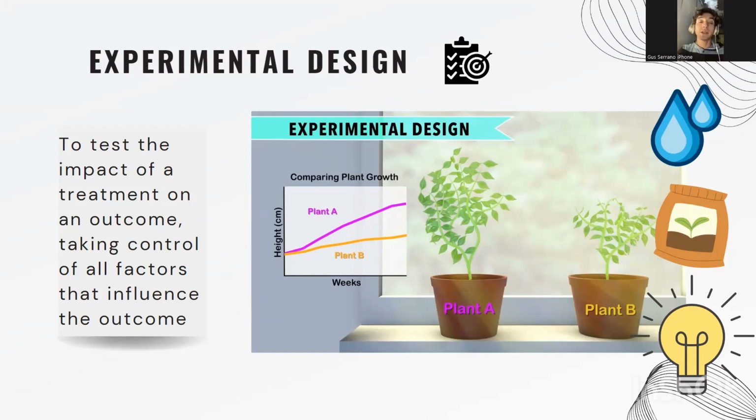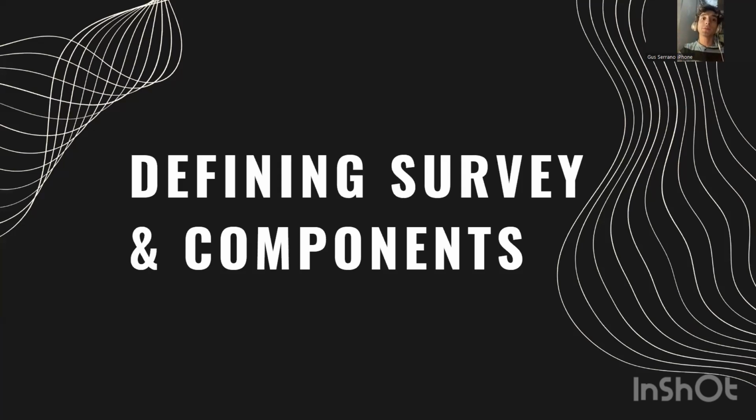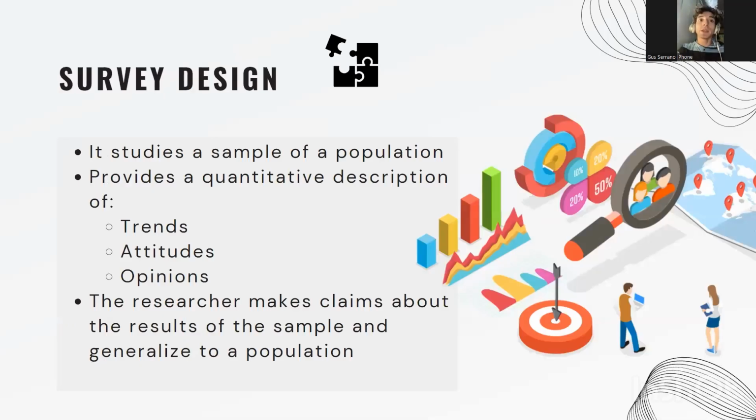In the case of applying this methodology in a quantitative design, such as a survey, the following must be taken into account. So, defining survey and components. Survey design provides a quantitative or numerical description of trends, attitudes, or opinions of a population by studying a sample of that population. From these results, the researcher generalizes or makes claims about the population.